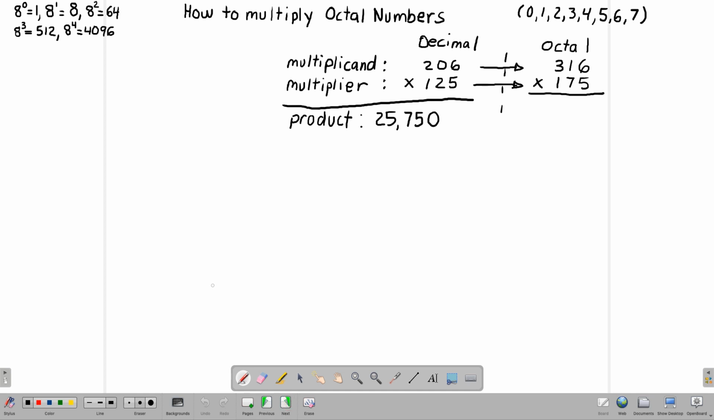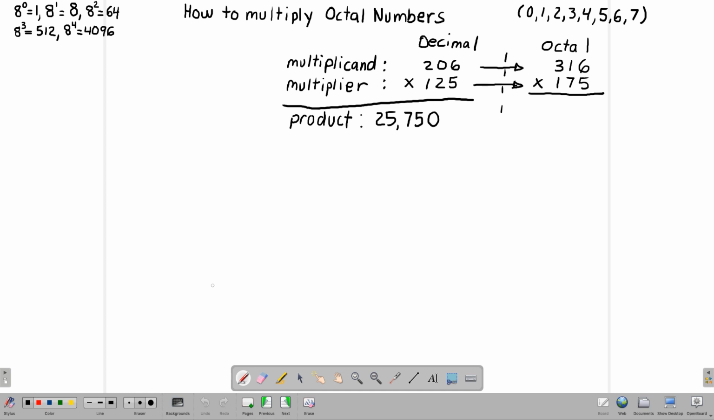Alright, so we're going to perform a multiplication using octal numbers. For this example, it's no different than anything else. We have a multiplier and a multiplicand, and when you multiply the two, you get a product. For this example, we're going to use the value 206 times 125, and we should get a product 25,750.